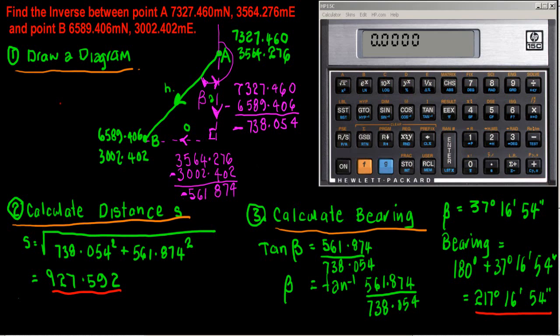7327.460 north, 3564.276 east for A, and 6589.406 north for B, and 3002.402 east.